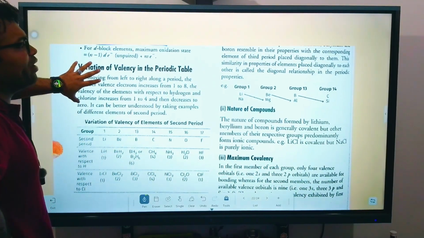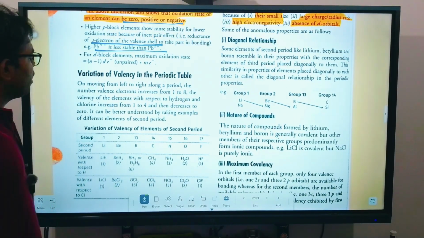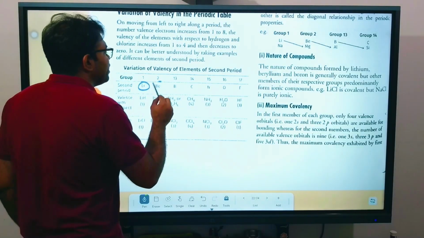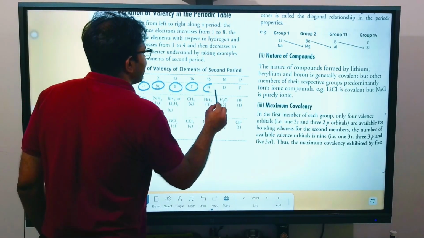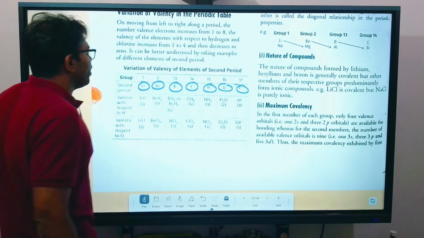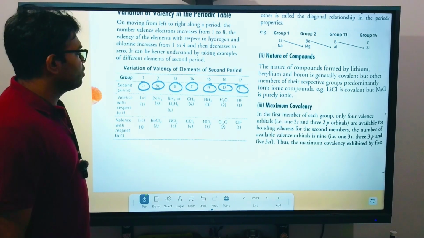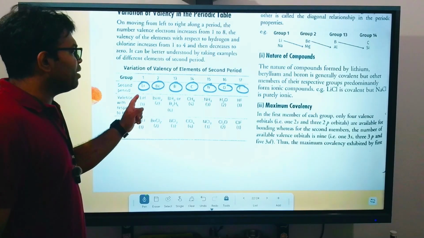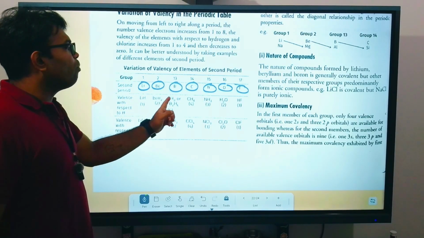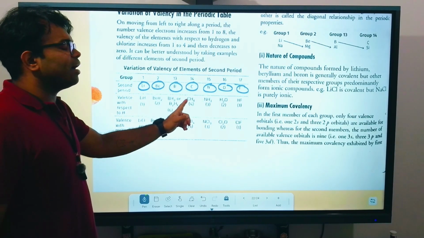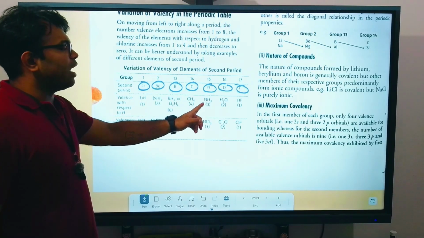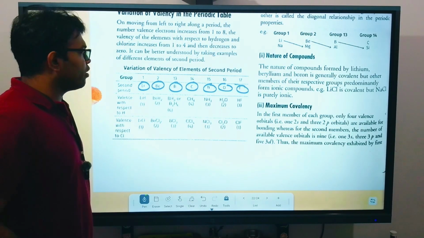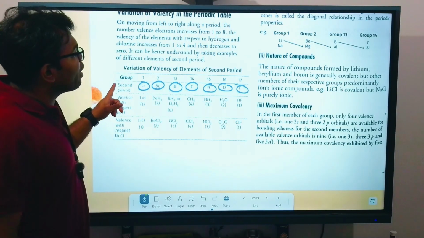We have already seen different examples of the second period. Now we know that the second period contains what? Lithium, beryllium, boron, carbon, nitrogen, oxygen, and fluorine, right? The valency looks like what? LiH. When you take the example of hydrogen: lithium hydride, beryllium hydride, borohydride, carbon, methane, ammonia, water, and HF. Okay, hydrogen fluoride. So what is happening here?